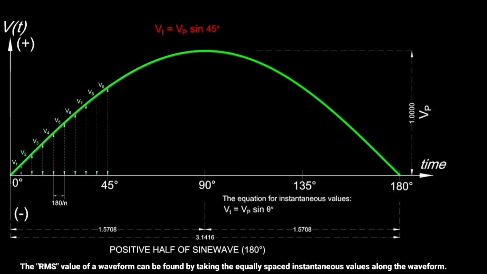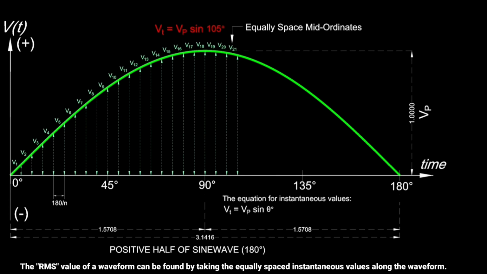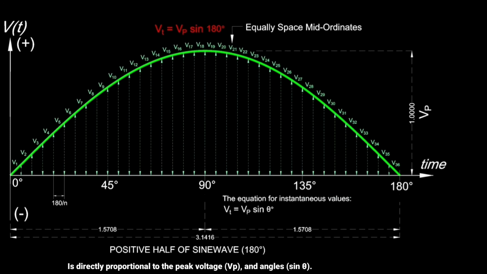The RMS value of a waveform can be found by taking the equally spaced instantaneous values along the waveform. As you observed, the instantaneous values V1, V2, V3, up to V36, are directly proportional to the peak voltage, Vp, and the angles, sin theta. These are the values of the equally spaced mid-ordinates.